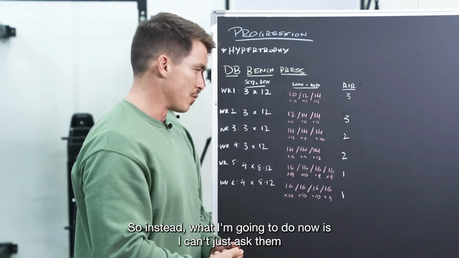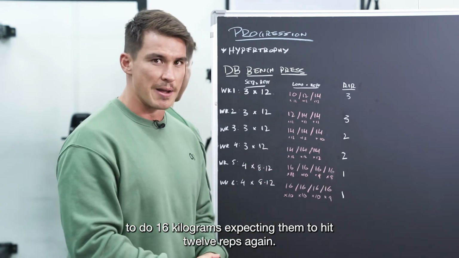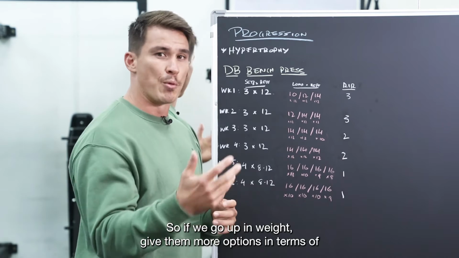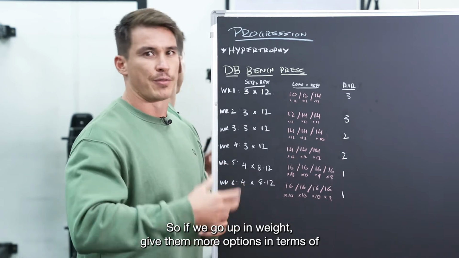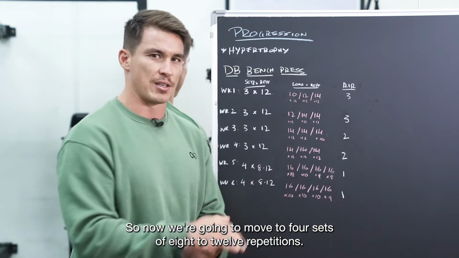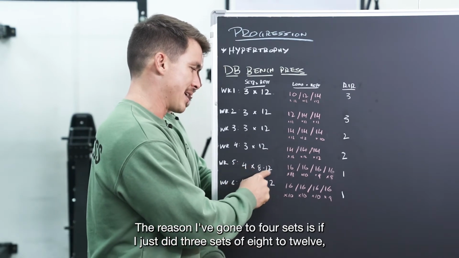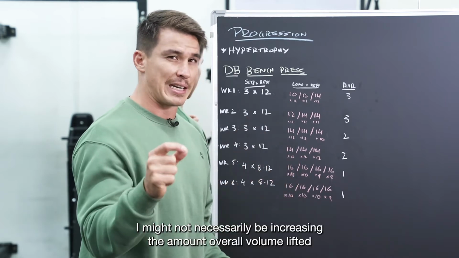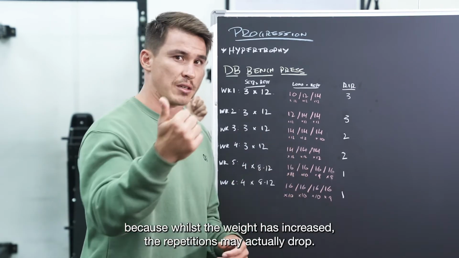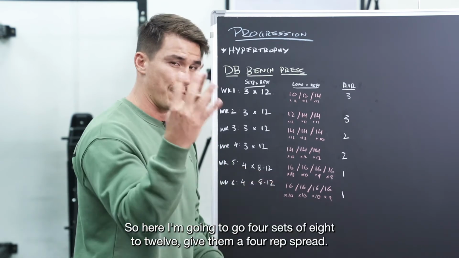So instead, I can't just ask them to do 16 kilograms and expect them to hit 12 reps again. I'm now going to give them a bit of a repetition range. If we go up in weight, I'm giving them more options in terms of how many reps they complete. So now we're going to move to 4 sets of 8 to 12 repetitions. The reason I've gone to 4 sets is if I just did 3 sets of 8 to 12, I might not necessarily be increasing the amount of overall volume lifted, because whilst the weight has increased, the repetitions may actually drop. So here I'm going to go 4 sets of 8 to 12, giving them a 4 rep spread.